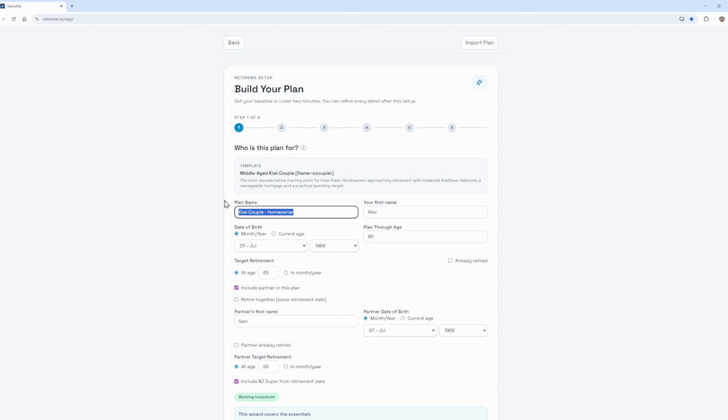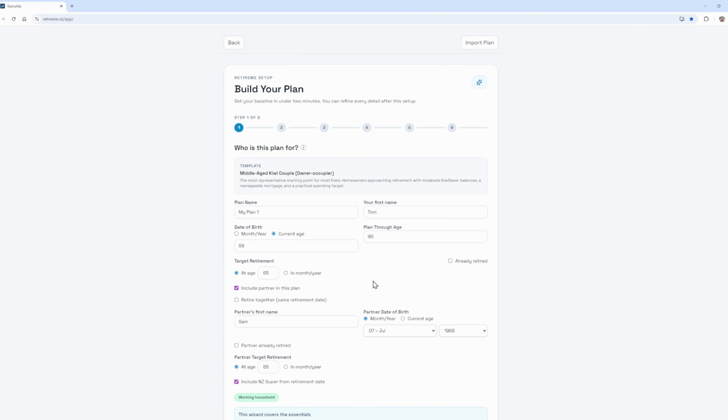So I'm going to call this plan my plan 1. And my name is Tom, say, and I'll keep my birth date the same. So I am, say, 59. The plan needs to run for 31 years to 90. And I plan to retire at 65.